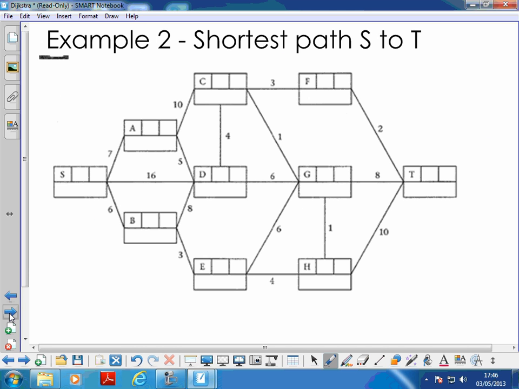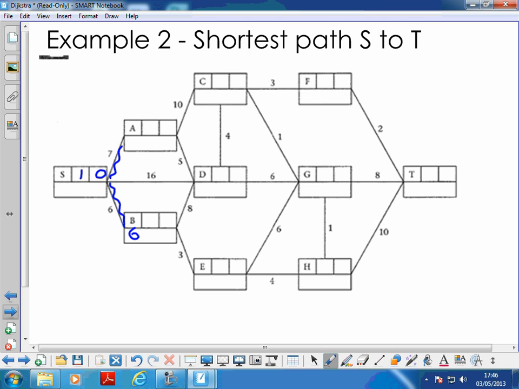This is more like what you get in an exam, this sort of size. So we'll start with S. We go to S first, and we've travelled a distance of 0. And then we update from S. First I go to B, and you can do it in any order you like. The distance to B is 6. That may or may not be the shortest way to B, so I'll just put that as a working value.